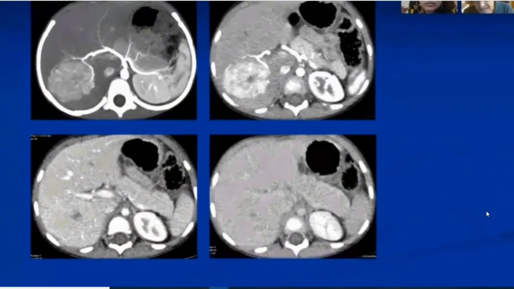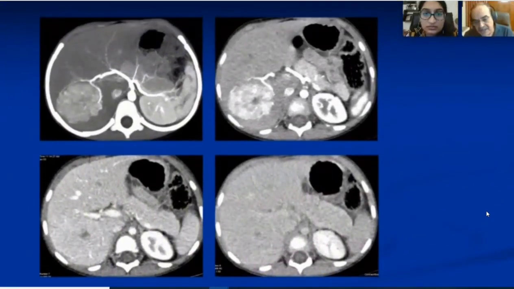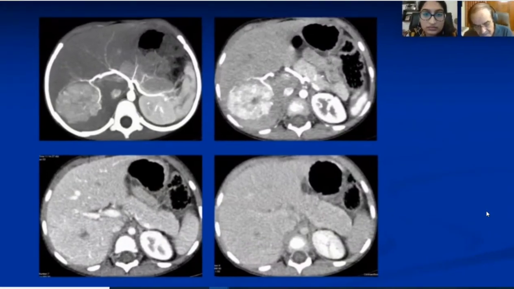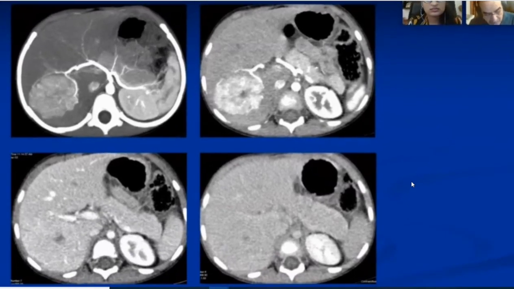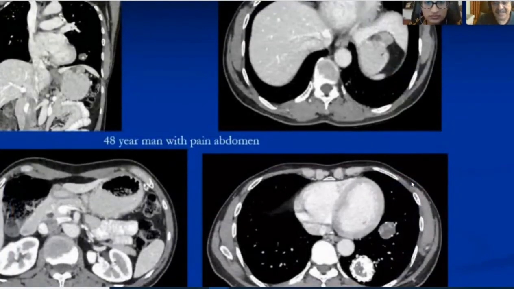metastatic deposits. But remember that patients who are treated with chemotherapy frequently tend to develop FNH-like nodules, and then it's the job of the radiologist to try and distinguish those focal lesions, whether they are FNH-like nodules or they are actually more ominous lesions like liver metastases.